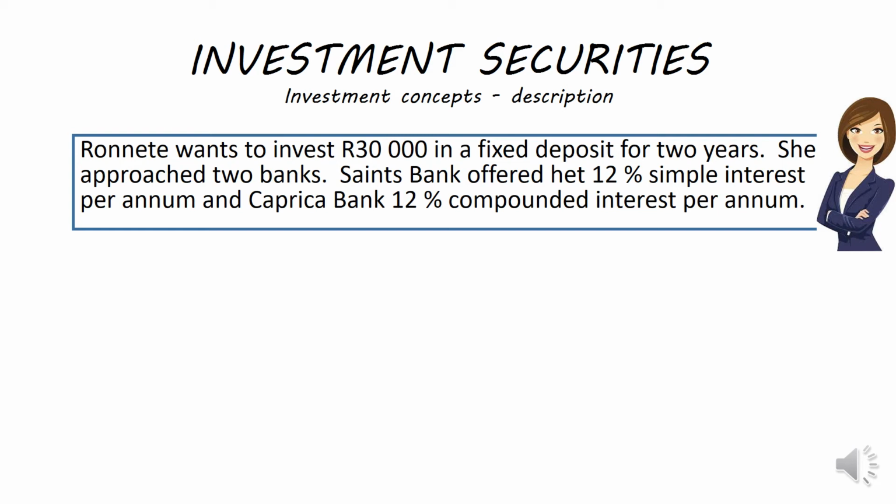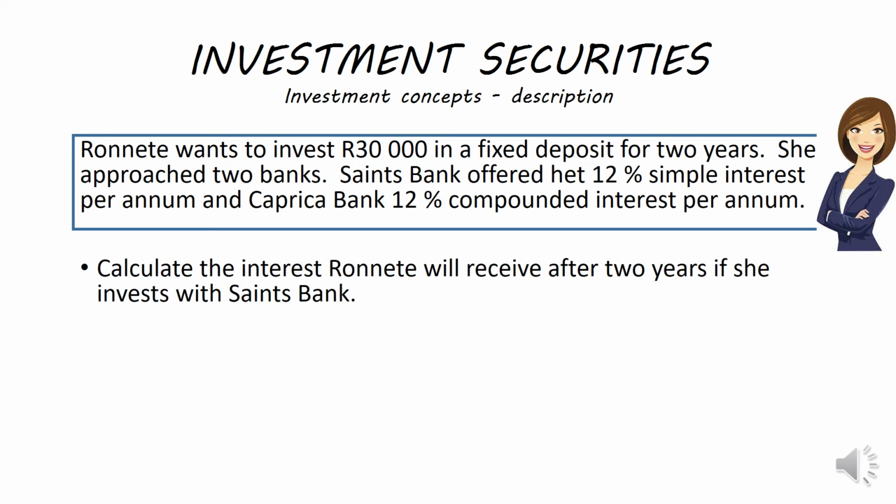Okay, so if we look at our scenario, it says Renette wants to invest 30,000 Rand in a fixed deposit for 2 years. She approached 2 banks. Saints Bank offered her 12% simple interest per year, and Caprica Bank offers her 12% compounded interest per year.